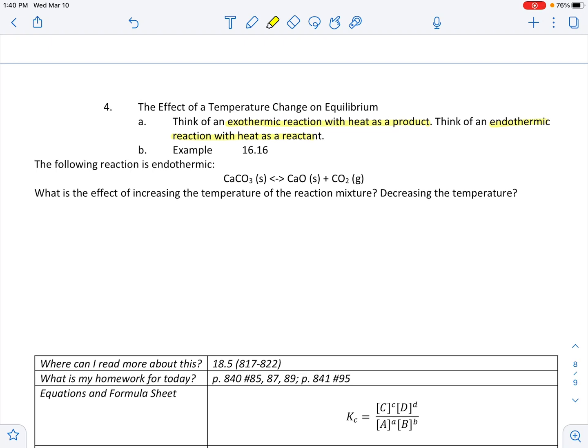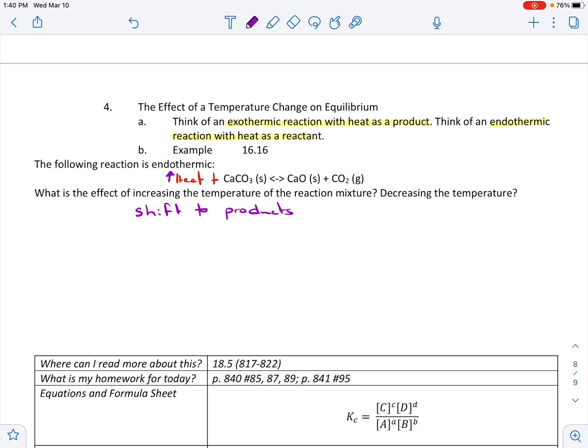The following reaction is endothermic. That means we have to add heat to get this reaction to go, or it takes in heat. We add heat on the reactant side. So what is the effect of increasing the temperature? If we increase the temperature, we have too many reactants, so it will shift to the right, towards the products. That's an endothermic reaction.